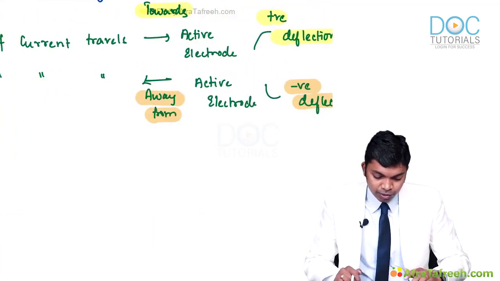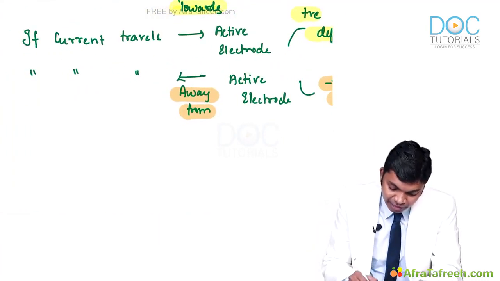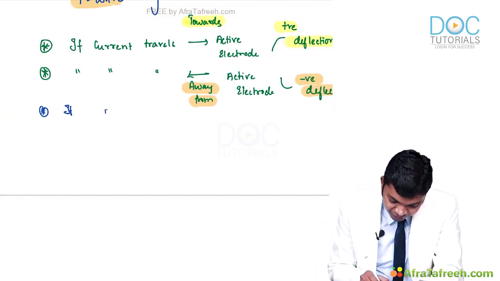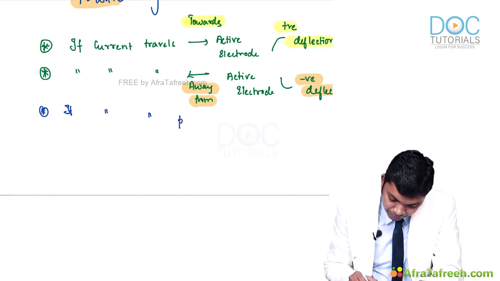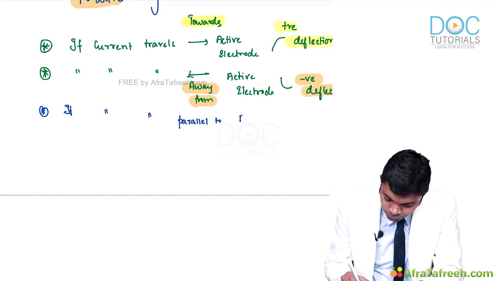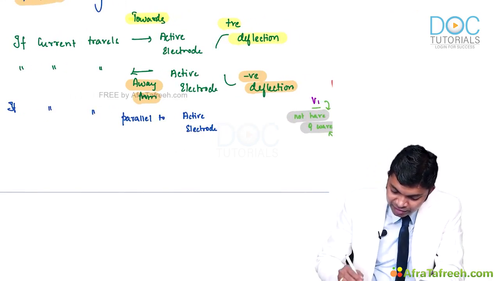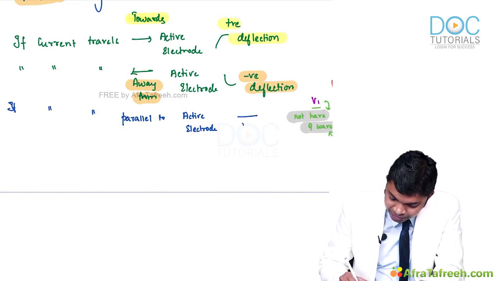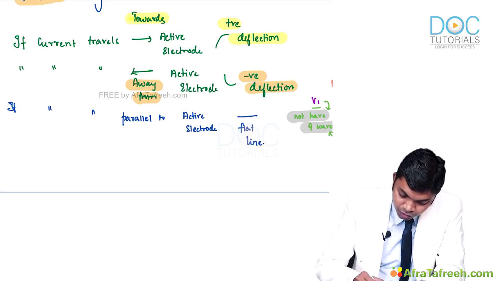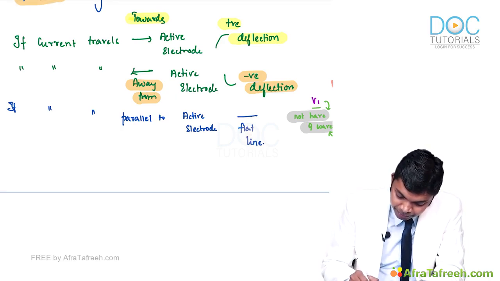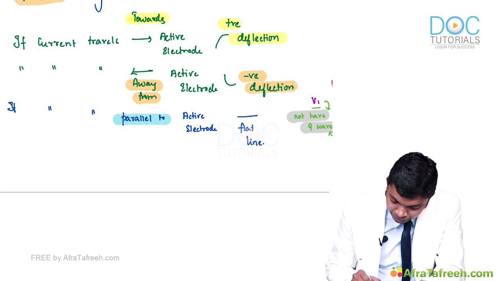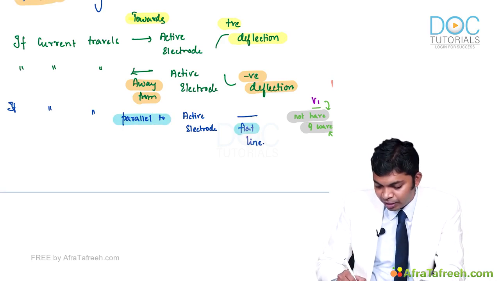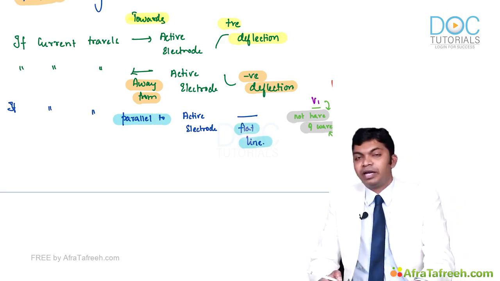Now also get to know the second point. If current travels parallel to the active electrode, the ECG machine will write a flat line. This is also another important point to be kept in mind. So if there is a current traveling parallel to the active electrode, the machine will write a flat line, right?